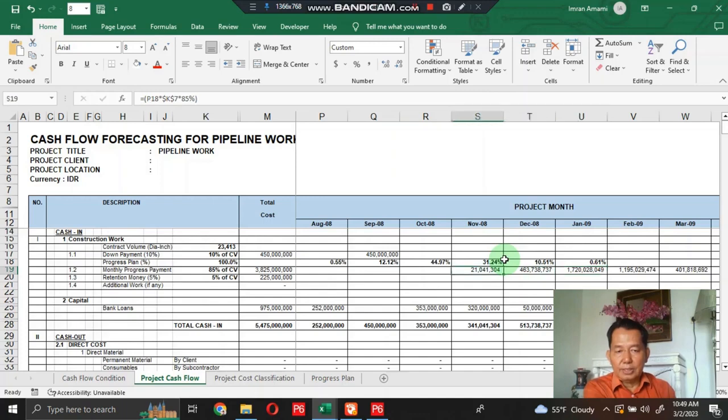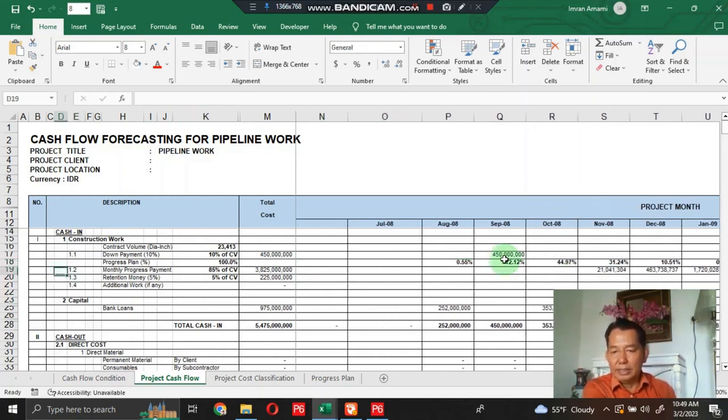Same for the other progress billings and the other progress payments here. For each progress billing, the progress payment shall be received 2 months after.